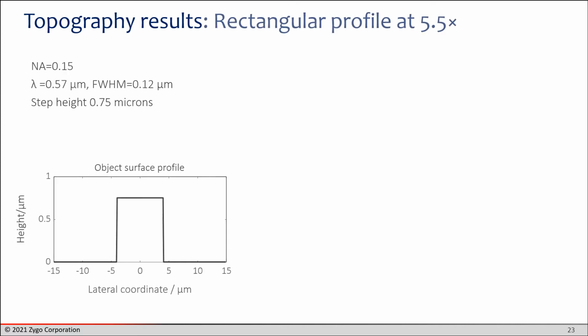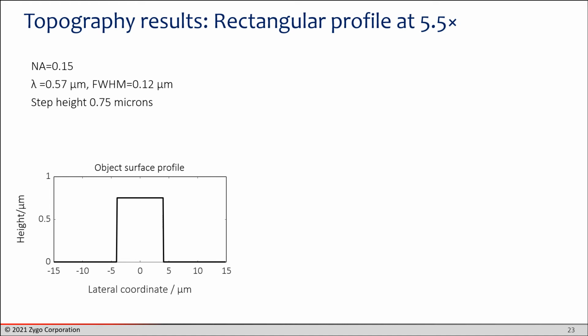So let's take a look at some simulated topography measurement results. And we'll start with a rectangular profile measured with a 5.5x objective. So the numerical aperture for this objective is 0.15. We'll take a wavelength of 0.57 microns, which is sort of greenish light, and the full width at half maximum, so that's the spectral bandwidth of the light source, of 0.12 microns. And the height of this rectangular feature is 3/4 of a micron.